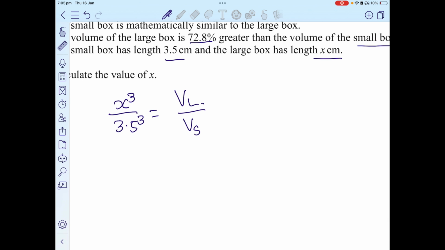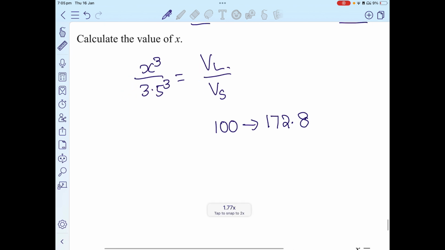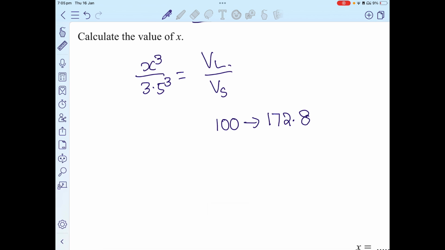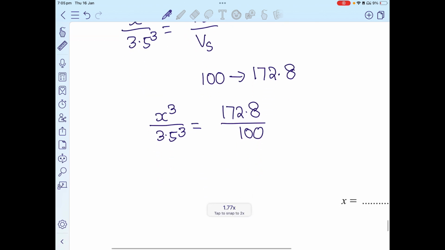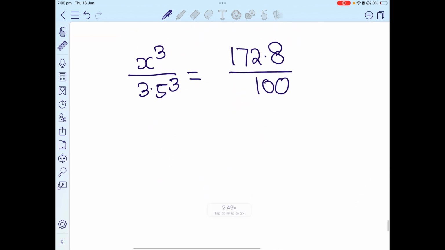It says 72.8% greater. That means, for example, if the small box has a volume of 100, the larger box would be 172.8, because it would have the 100% plus the 72.8% greater. So if I use these values, x cubed over 3.5 cubed is equivalent to 172.8 over 100. You can take any values as long as they're 72.8% greater than each other. And once it's greater, you obviously have to apply 172.8% to find the final value from the initial value.